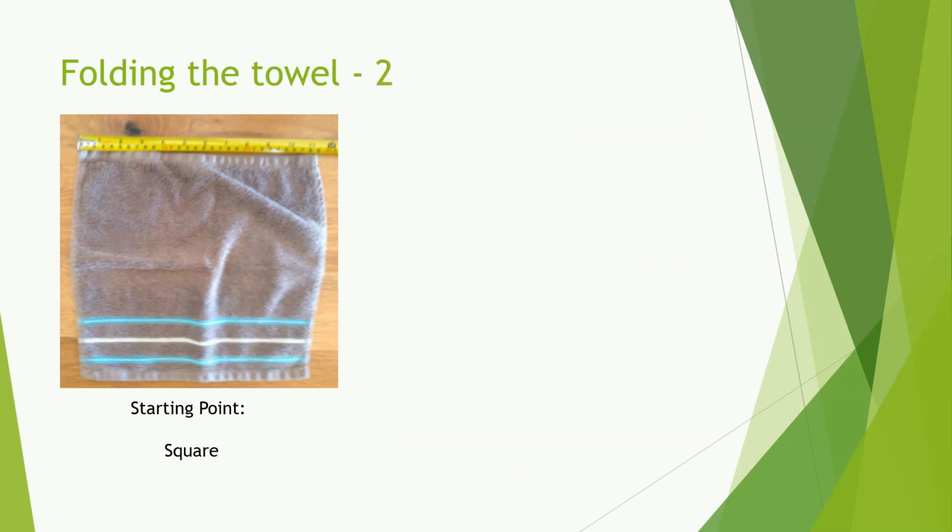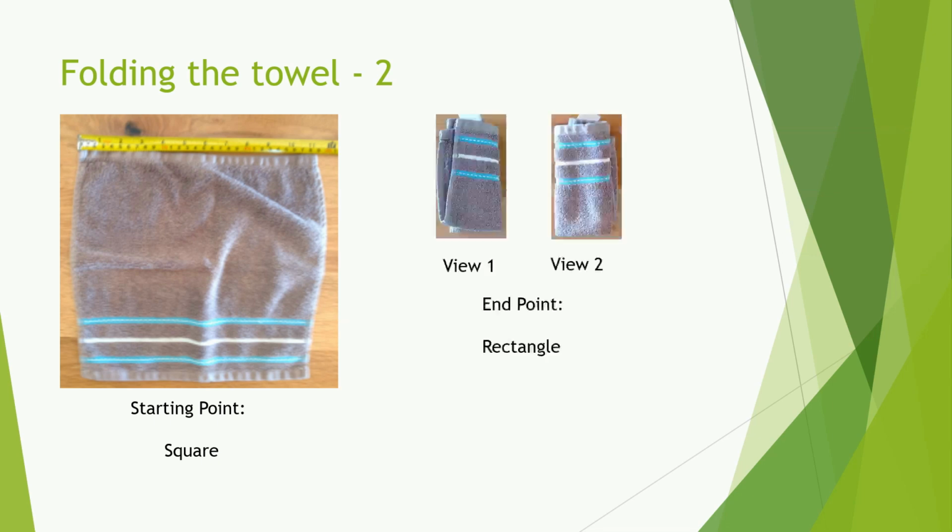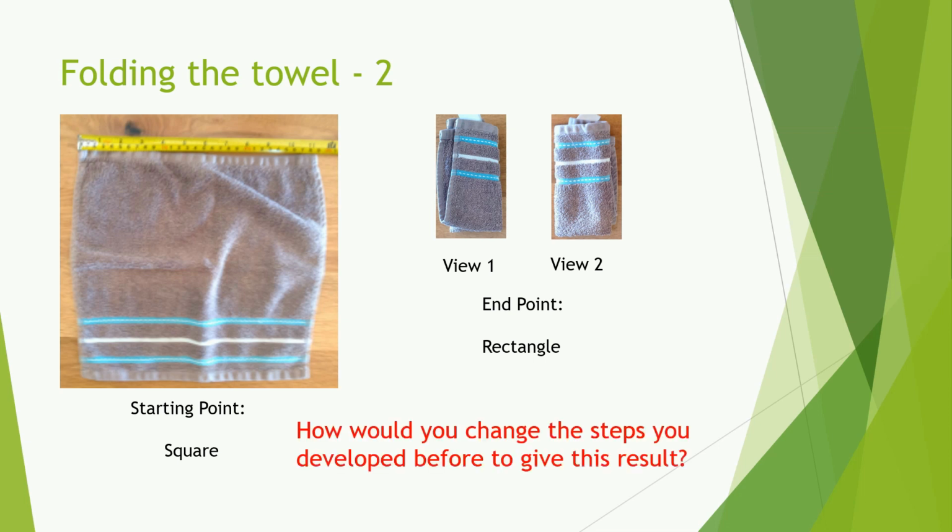Then once everyone's happy with that, I'd say, okay, same starting point, same towel. It's a square towel with those lines on it. This time, though, the ending point of the folding activity is that. You need to be able to fold it so that both the top and bottom of it, when you put it on the table, it's a rectangle, and the lines in the towel are on both sides, the top and the bottom.